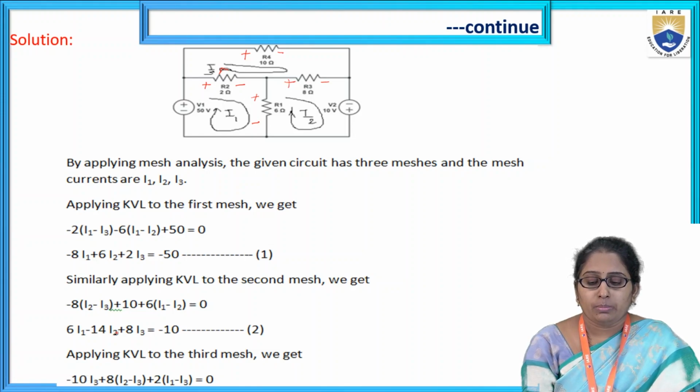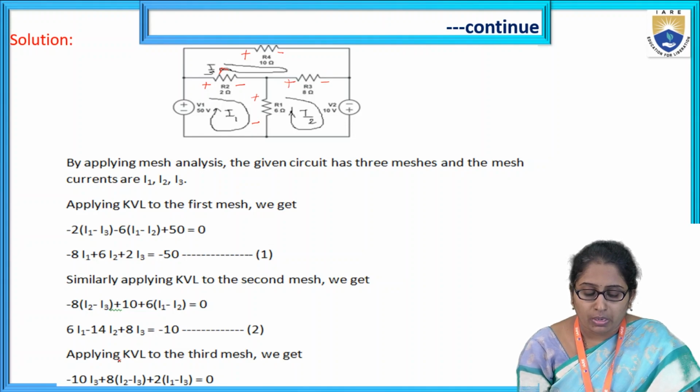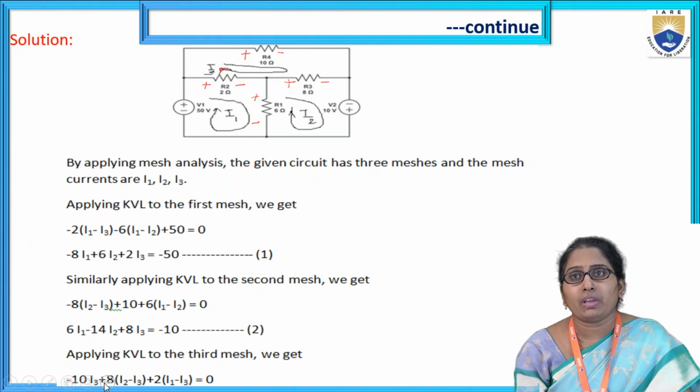Next element in mesh 3 is R3, 8 ohm. If you look at the voltage drop direction, it is opposite to the I3 direction, right? I3 is moving like this, so here the first terminal is negative. So the assumed current I3 direction is opposite to the voltage drop direction. That's why it is taken with plus. Plus 8 into the current in this element, which we have already taken as I2 minus I3. So plus 8 into (I2 minus I3).